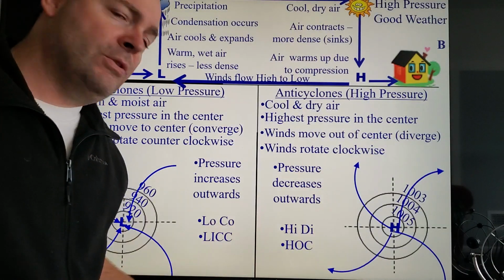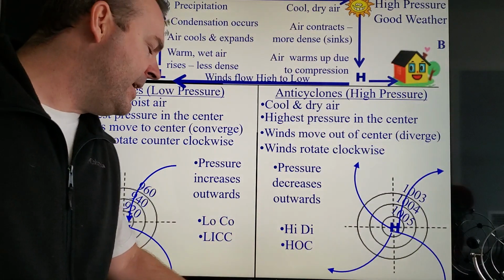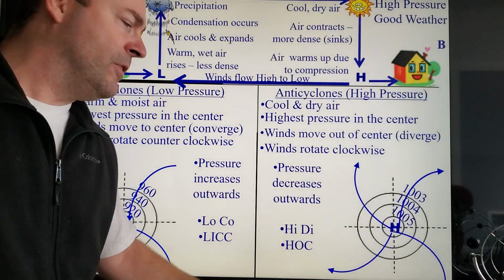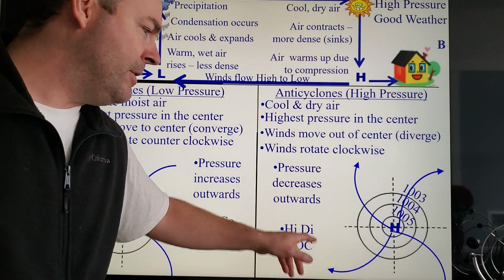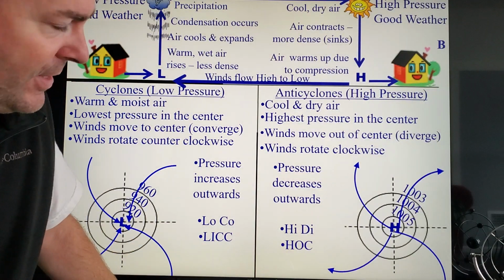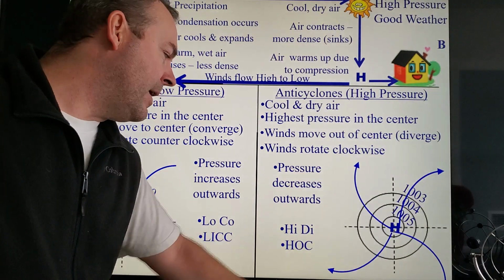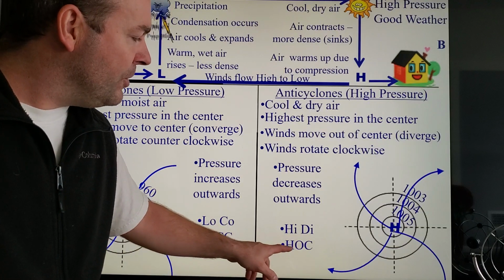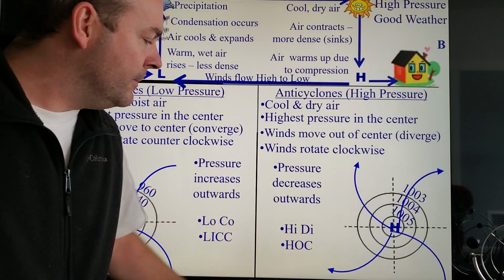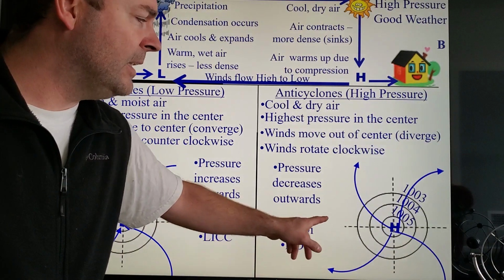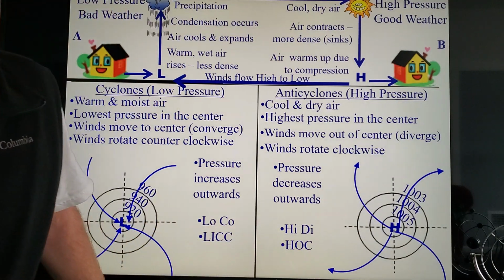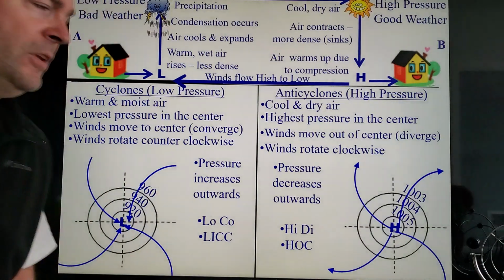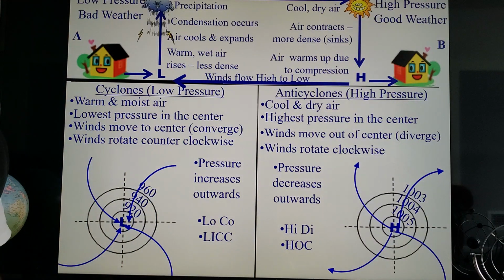Couple of other ways students like to think here. HIDI. High pressure is divergent. If you obviously don't do drugs, but if you do high, you're probably going to die, right? That's how they thought of that one. And the other one, HOC. High pressure is outward and clockwise. That's what that C stands for. High pressure is outward and clockwise. So hit pause if you need to make sure you get all these bullet points.